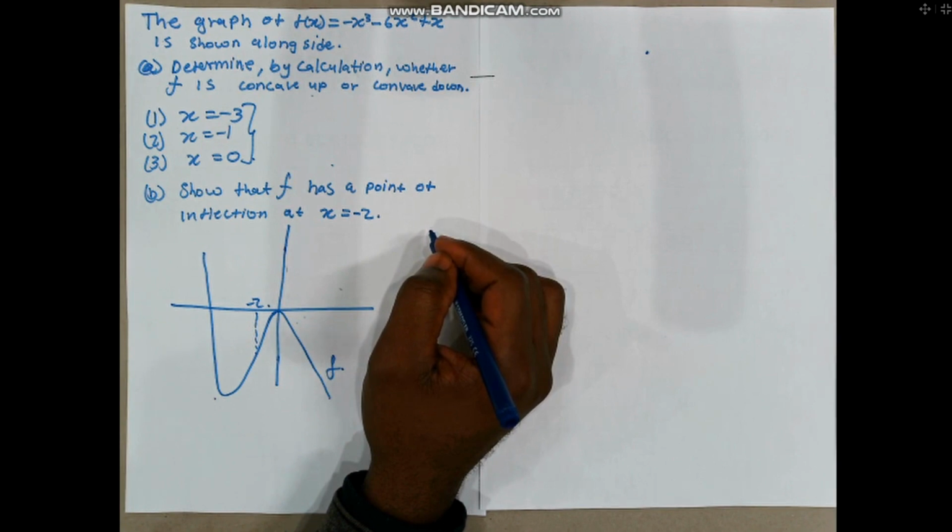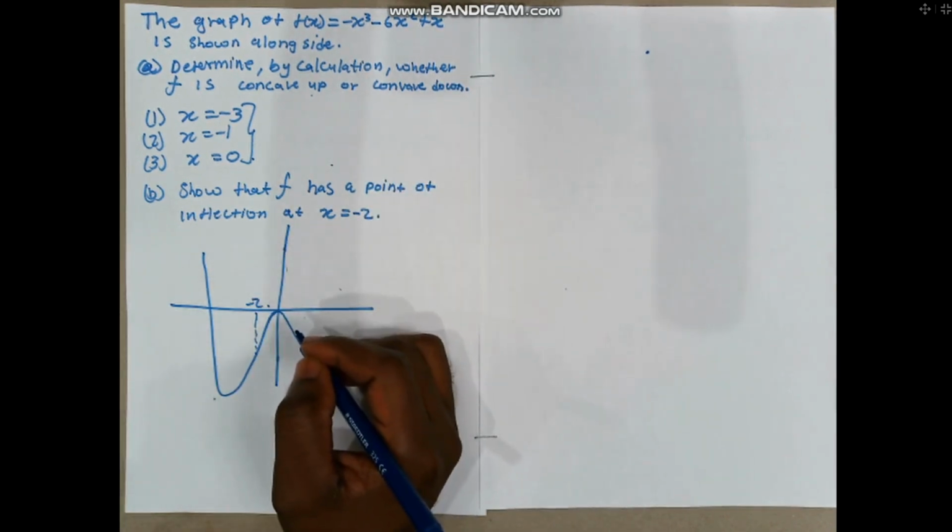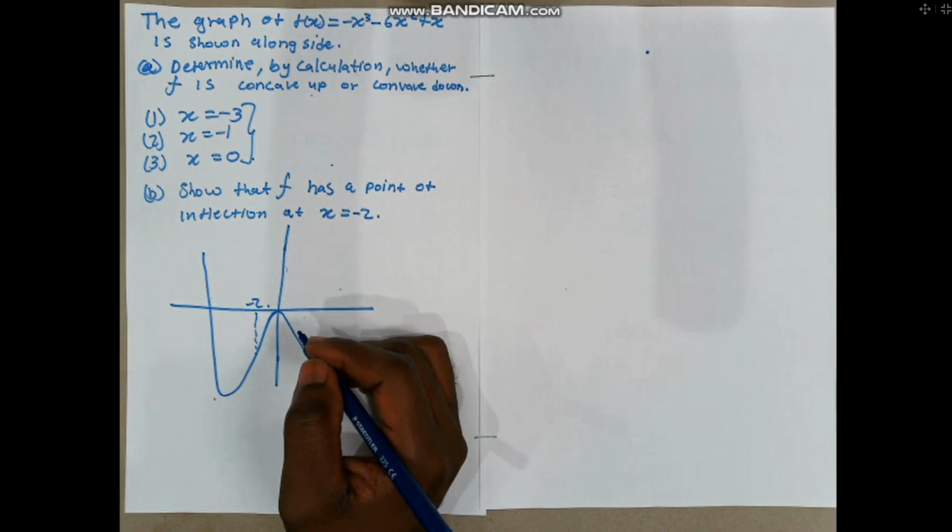So now, what is concavity? Concavity is where we get our second derivative. We derive the first derivative. Now we know the first derivative is where the gradient is equal to 0, which is a stationary point. But the second derivative is where we determine the point of inflection, where the inflection point is.